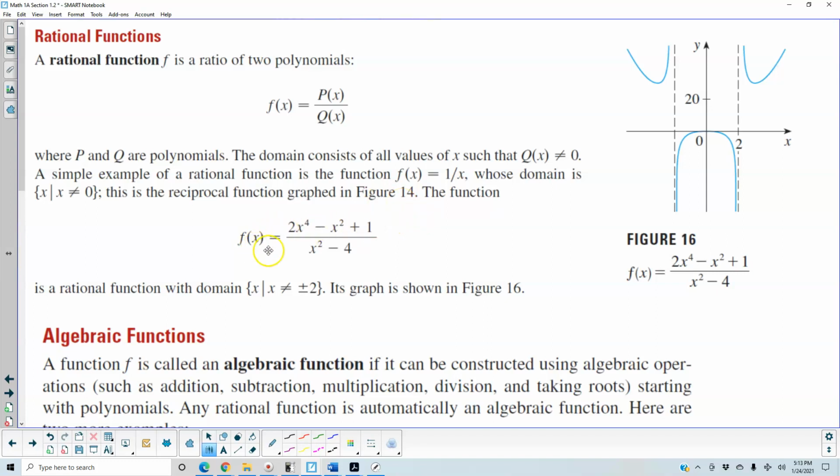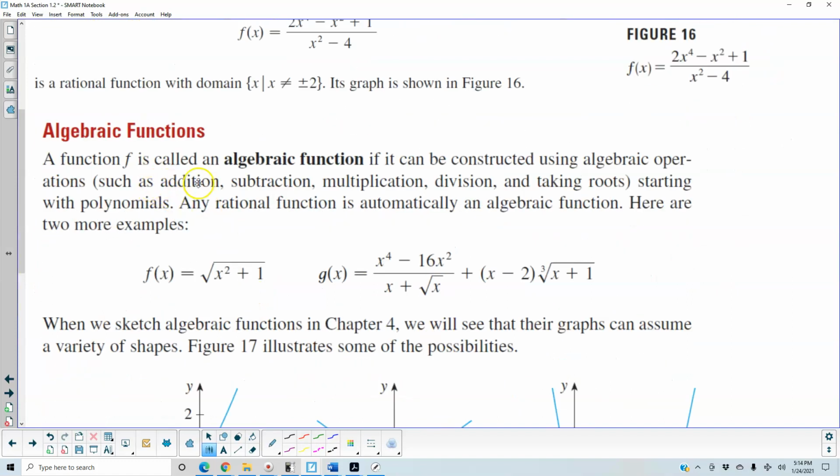Now, the function f of x, which is equal to 2x to the fourth minus x squared plus 1 over x squared minus 4, is a rational function with domain x such that x does not equal plus or minus 2, which is shown in figure 16 here. So the x equals negative 2 and positive 2, and the denominator create those vertical asymptotes.